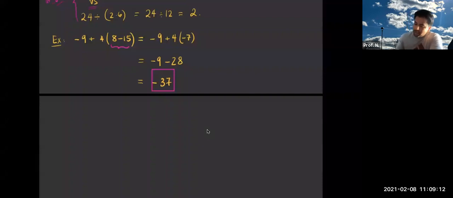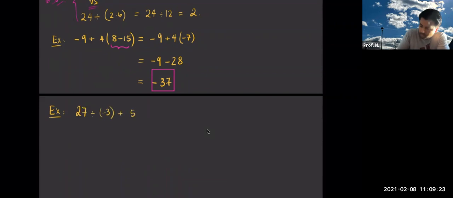Okay, let's see something like this. So if I got 27 divided by -3 plus 5 multiplied by 2 minus 8 squared.